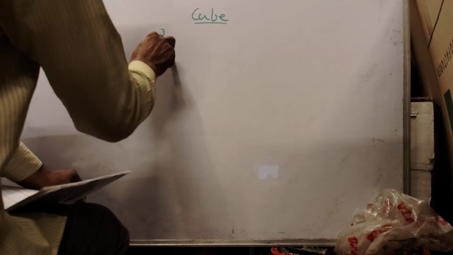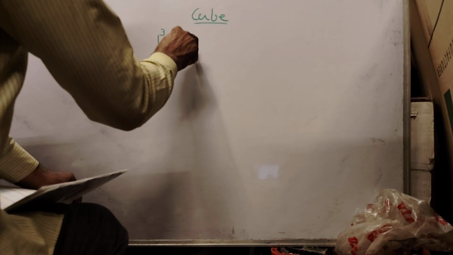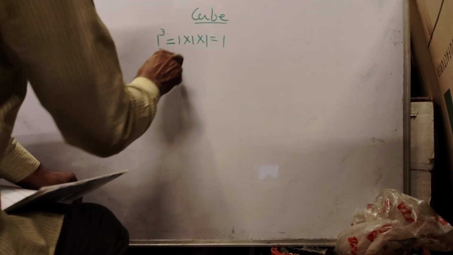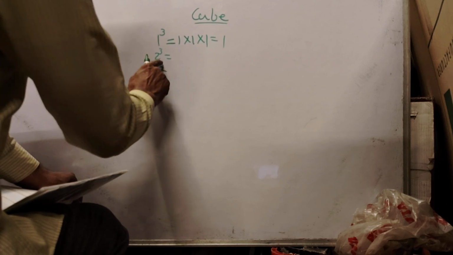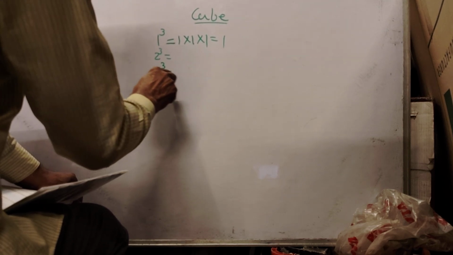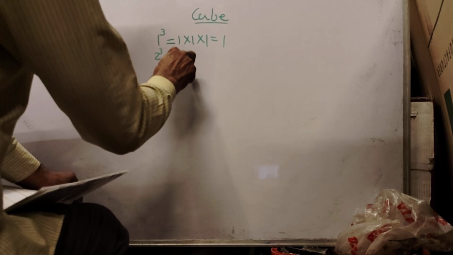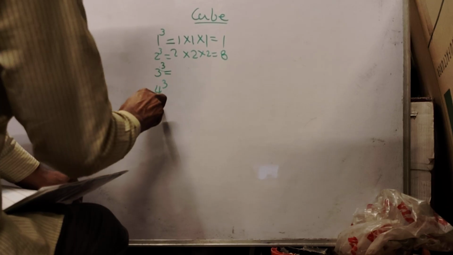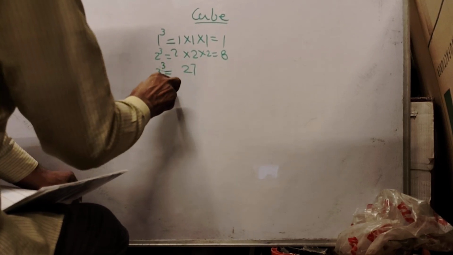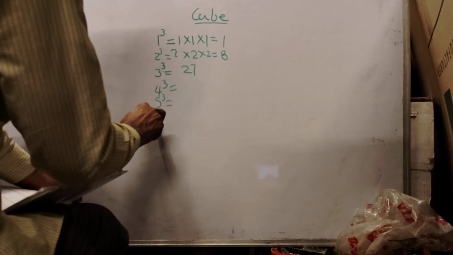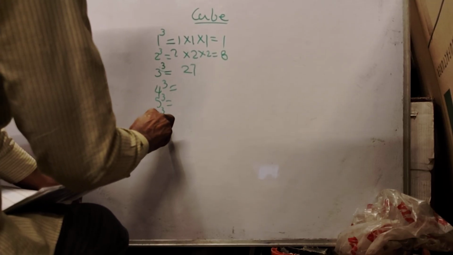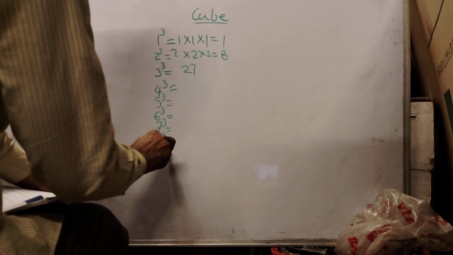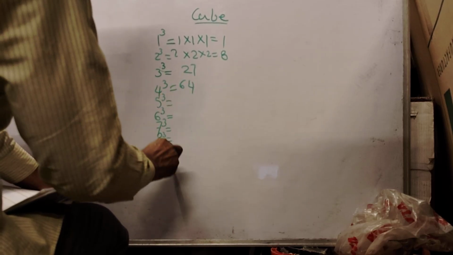So what is this written as, one cube. One cube means 1 into 1 into 1. So 1 cube means 1. And what is 2 cube? 2 into 2 into 2, 8. 3 cube, 27. 4 cube, 64.